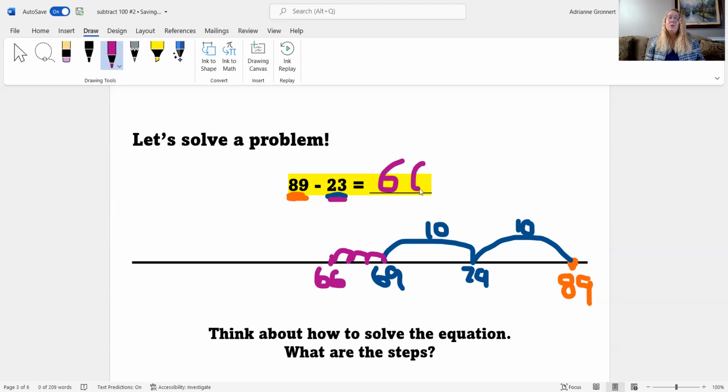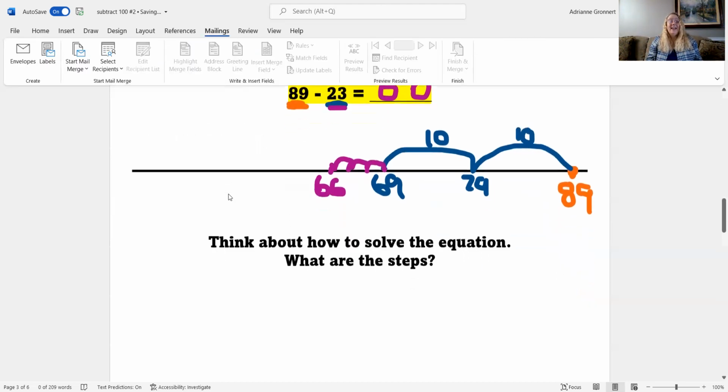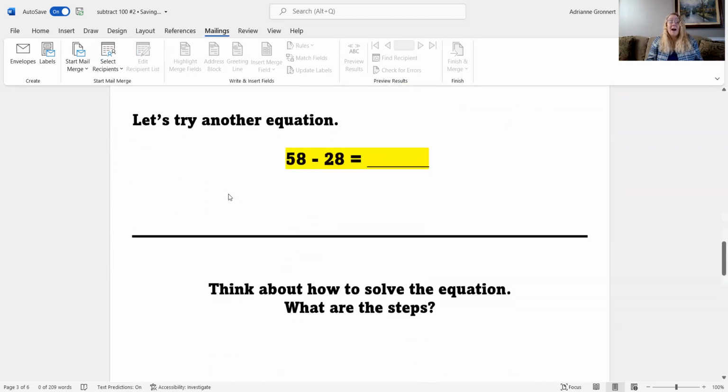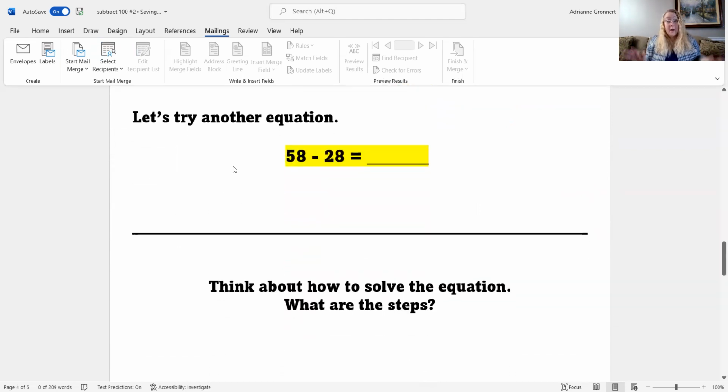89 minus 23 equals 66. Did you get that on your paper? If not, make sure you write it right now so that you have it. Just like that. Wonderful. Okay. Now, let's try another equation. Before we begin, think about how to solve this equation. What are the steps? Do you remember?